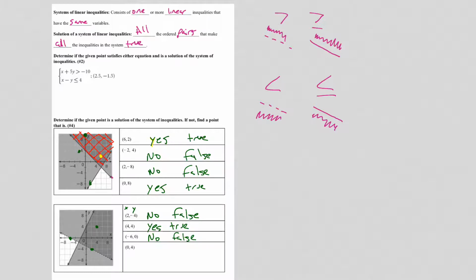And what about the 0, 4? That's on the line, but you can tell that the line there is a solid line. And solid lines, if it's on the line, is a true statement, and it's part of the answer set because the line is solid. So there's some examples from the first page, essentially about what we're trying to figure out here. And let's move on to the second page.